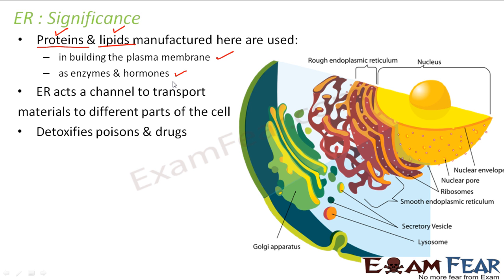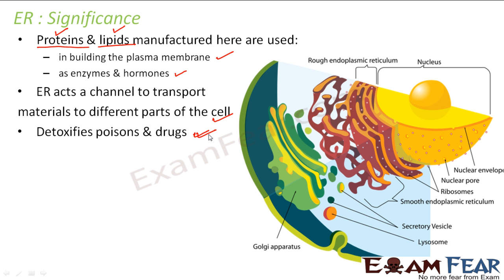Endoplasmic reticulum acts as a channel to transport materials to different parts of the cell. As I mentioned, the rough endoplasmic reticulum contains ribosomes which will produce proteins, and these proteins will be carried out to different parts of the cell with the help of endoplasmic reticulum. So it acts as a channel to transport materials. Endoplasmic reticulum also detoxifies poisons and drugs. If some poison or some harmful material enters inside the cell, endoplasmic reticulum has the capability to detoxify it, to compensate its harmful effects.